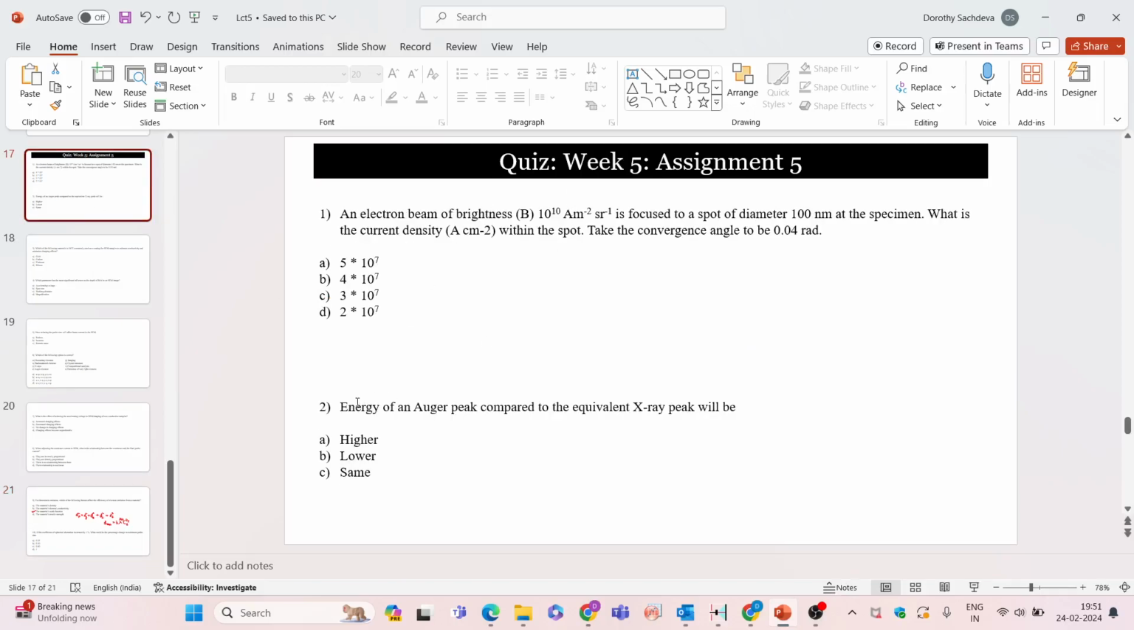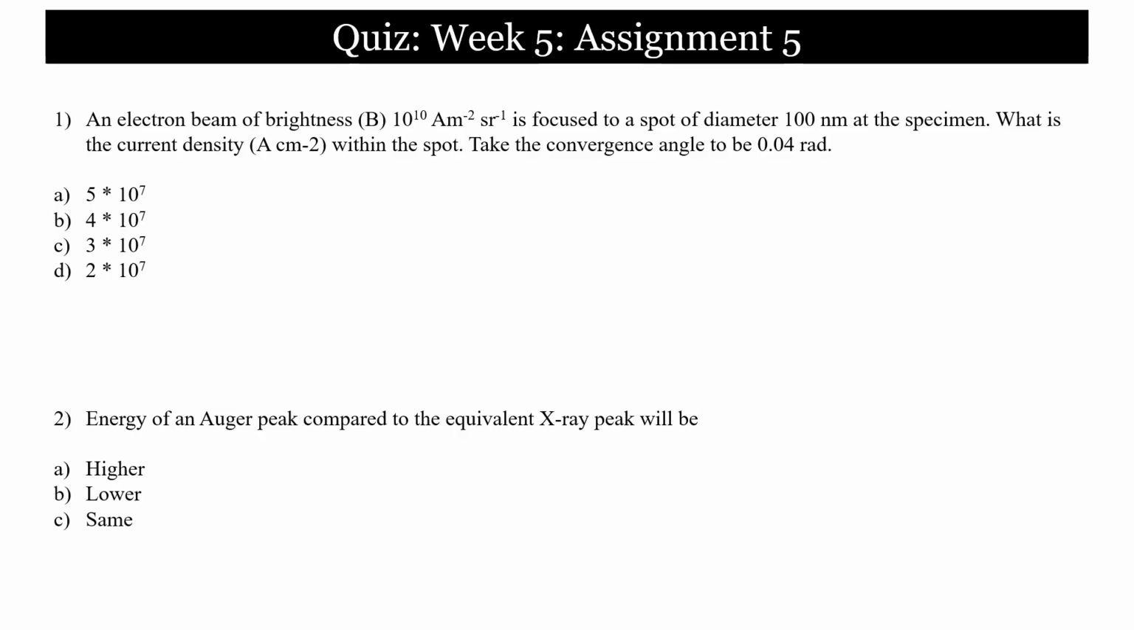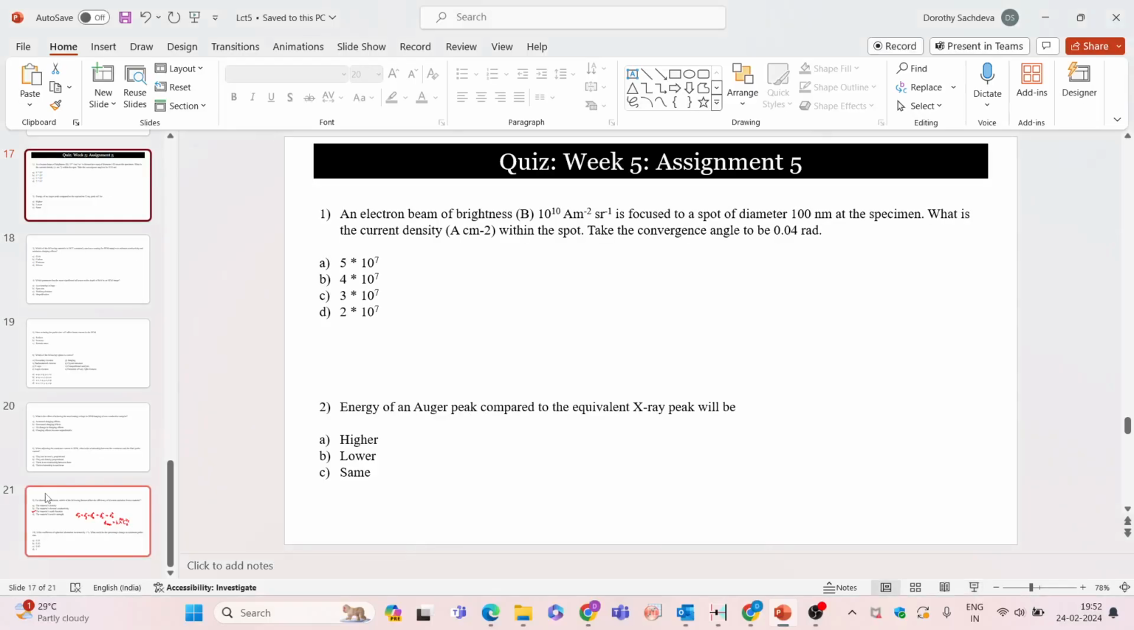The second question of the quiz is very simple. The energy of an Auger peak compared to the equivalent X-ray peak will be what? I always told you in these slides also, the Auger electrons have the minimum energy, very low energy. So as compared to the X-ray also, it will have a lower energy only. So in this case, option B is the correct answer.